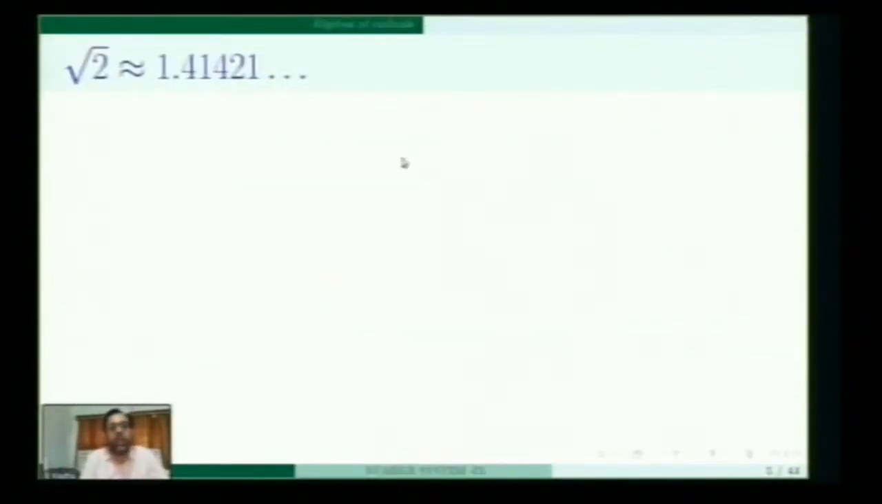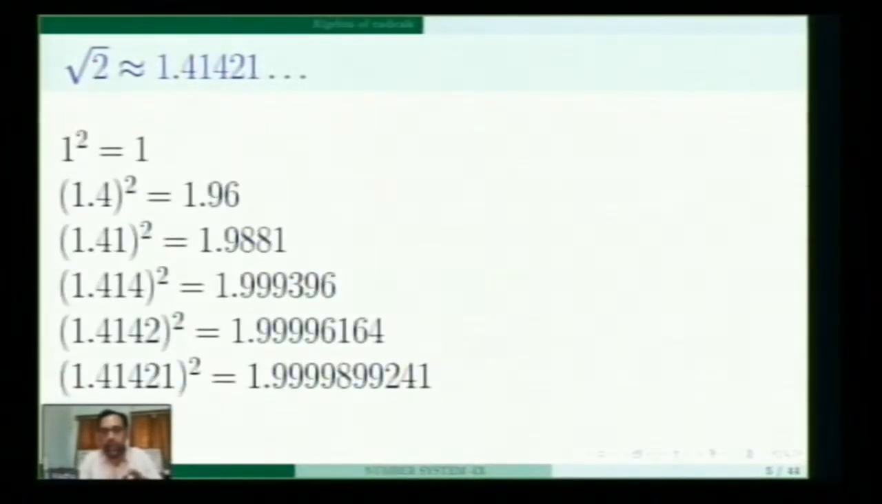Suppose somebody says that root 2 is equal to 1.41421, etc. This is approximate. Actually, what does it mean? We want to know the meaning of that. It means that you take a sequence 1, 1.4, 1.41, 1.4142, 1.41421 and square each term of that sequence. You can observe a beautiful thing here. You see 1 square is 1, 1.4 square is 1.96, 1.41 square is 1.9881.